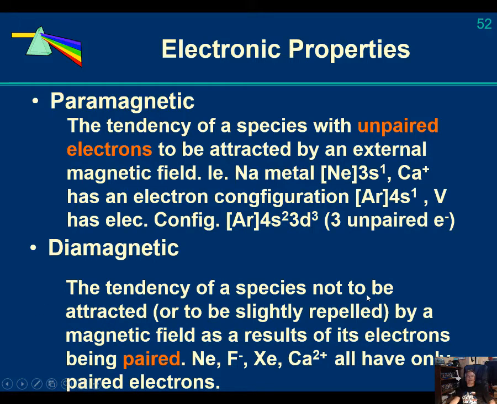A diamagnetic substance tends not to be attracted or to be slightly repelled by a magnetic field, as a result of its electrons being paired. So anything that has a filled valence shell, neon, fluoride ions, xenon, calcium 2+, because remember, metals tend to give up electrons to have noble gas electron configuration, will be diamagnetic. That's a tendency to be not attracted or slightly repelled even by an externally applied magnetic field.